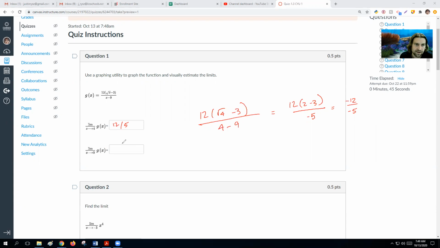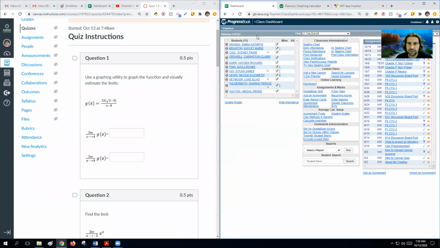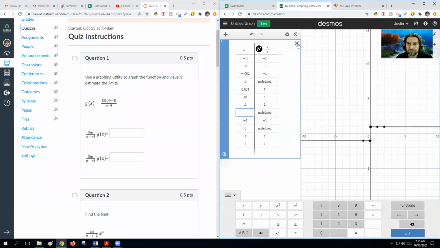So, all right, what if we have the next one here? What about this one here? What's 12 times the square root of 9 minus 3 over 9 minus 9? All right, so we'd get 12 times 3 minus 3 over 9 minus 9. So that is 12 times 0 over... okay, this doesn't work out. So we have to go back and do the table stuff that we did before. If it doesn't work out, we use our old technique of using Desmos and getting our table.